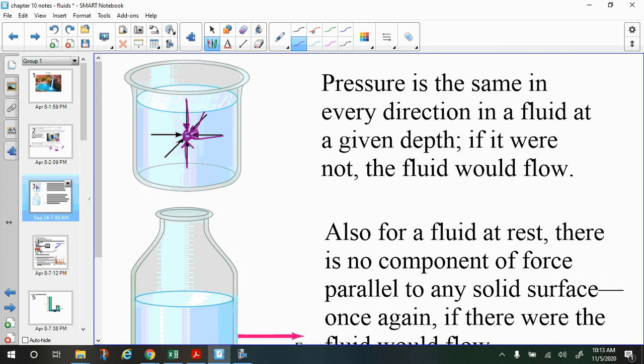I tried to change that to red and it's not letting me. There we go.